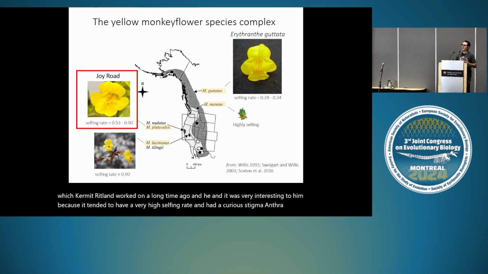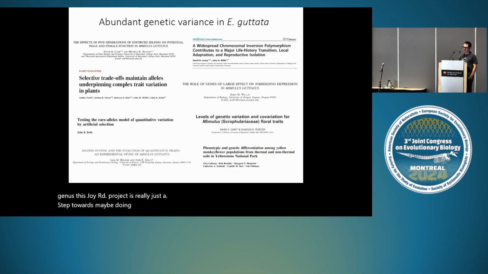And so the work here, if we step back and ask, how is this related to maybe all the diversity in this genus? This Joy Road project is really just a first step towards maybe doing this more broadly. One thing you might ask is, is there genetic variance in general for floral characters in E. guttata? The answer is a resounding yes.